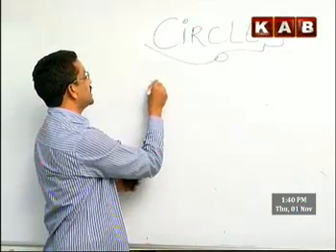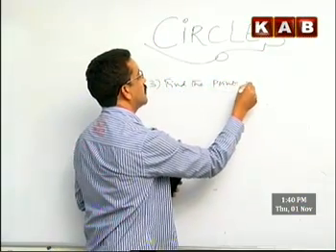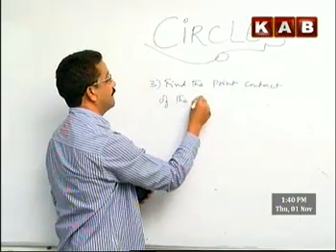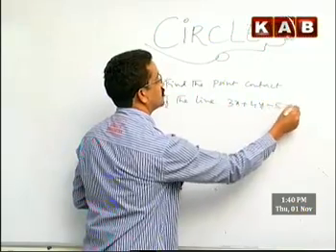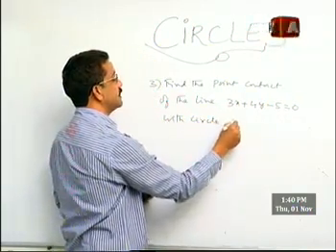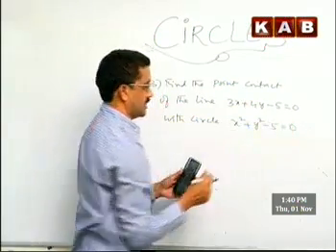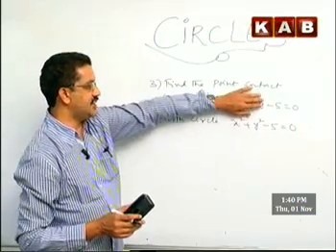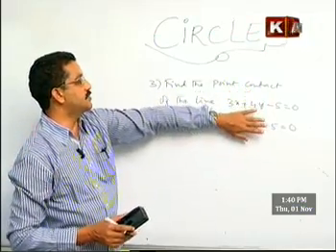Find the point of contact of the line 3x plus 4y minus 5 is equal to 0 with the circle x square plus y square minus 5 is equal to 0. Please look at this. This is my third very short answer question. This line is a tangent to the circle.